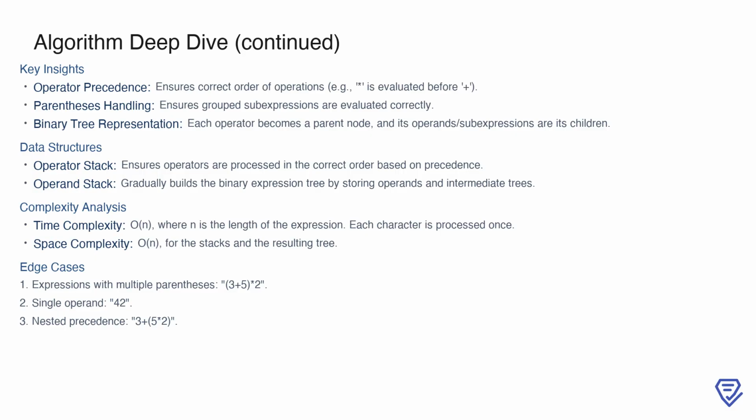From a complexity standpoint, the algorithm is efficient, with a time complexity of O(n), where n is the length of the expression, as each character is processed just once. The space complexity is also O(n), due to the stacks and the resulting tree. It's important to handle edge cases, such as expressions with multiple parentheses like open parenthesis 3 plus 5 close parenthesis times 2, single operands like 42, or nested precedence scenarios such as 3 plus open parenthesis 5 times 2 close parenthesis. These cases test the algorithm's ability to correctly interpret and construct the binary expression tree for various input formats.